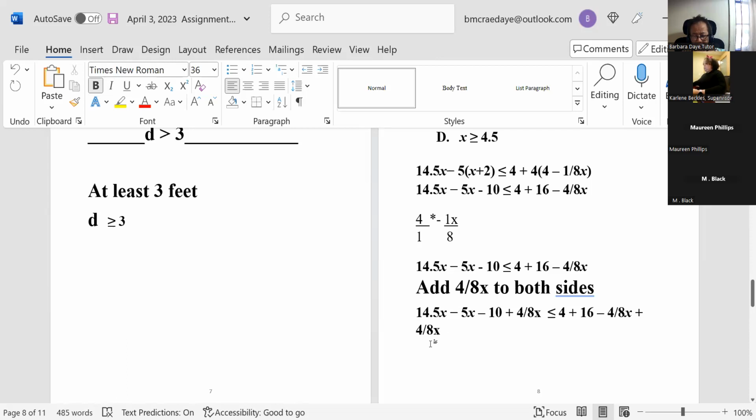What did you get, Mercedes? 5 from 14 is 9. You just get 9x. Yes, 5 from 14 is 9, and point 5 stays, so that just gives you 9.5x, right?